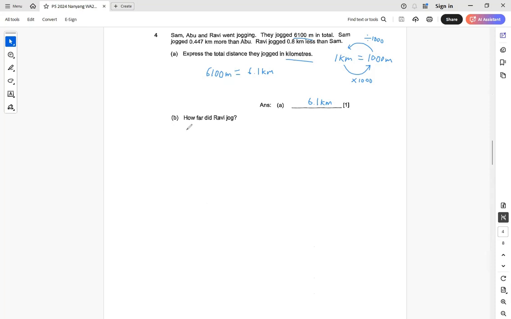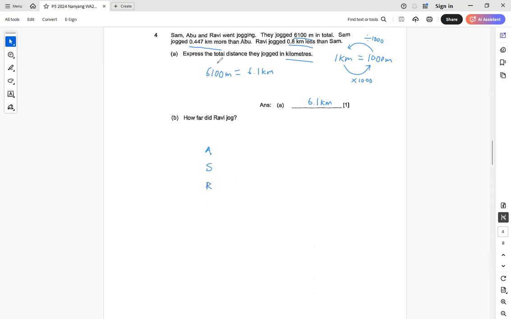Okay, next we are looking at part B. How far did Ravi jog? So we have to go back to the question. The question tells us the comparison of Sam is 0.447 more than Abu. And then Ravi is 0.8 km less than Sam. So this one, there's a more than, less than. We will have to draw a model to find out how far did Ravi jog. So you see there's 2 comparisons here. Both involve Sam. Okay, so for comparisons, if Sam is in both comparisons, I'll usually draw the person who is in both in the middle. So I can draw Abu on top, okay, and then Ravi a bit at the bottom. So both I can draw with respect to Sam as comparison.